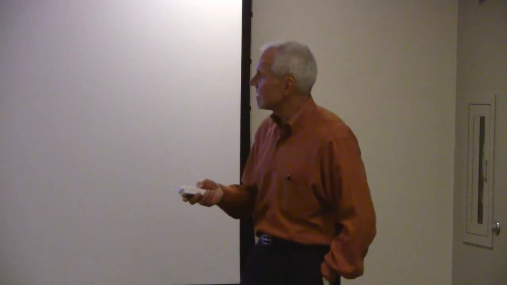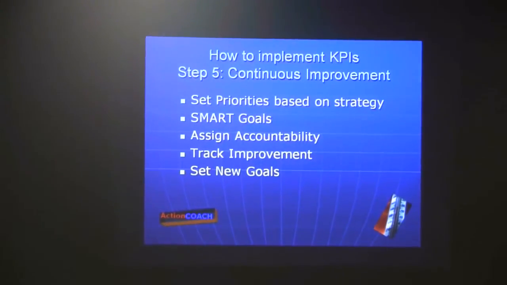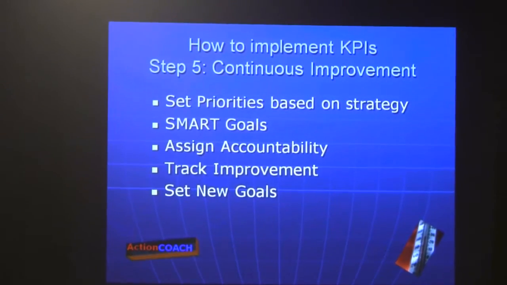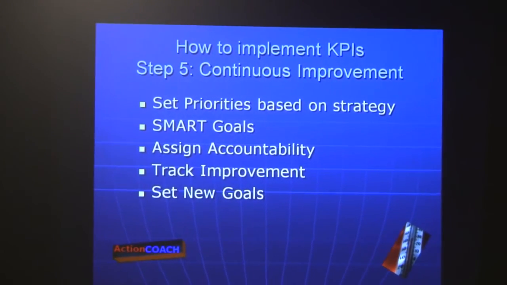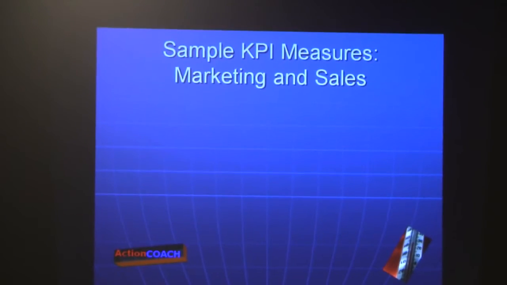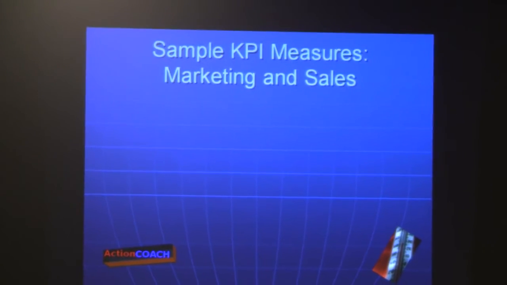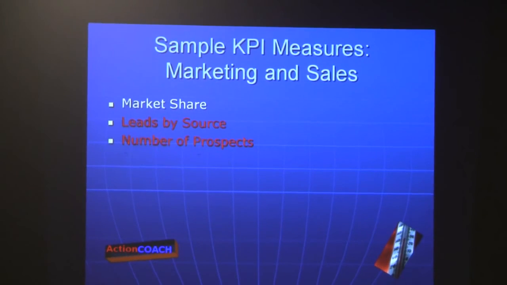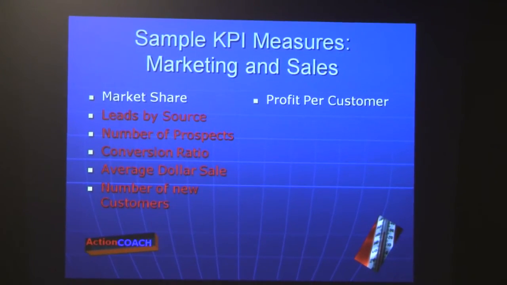So write your priorities in SMART goals, assign accountability, and then track. And then set new goals. It's all about continuous improvement. Your KPIs will tell you when you're there. So here are some examples. A sample KPI measurement for marketing and sales. I'll get this all up here to take the mystery away.